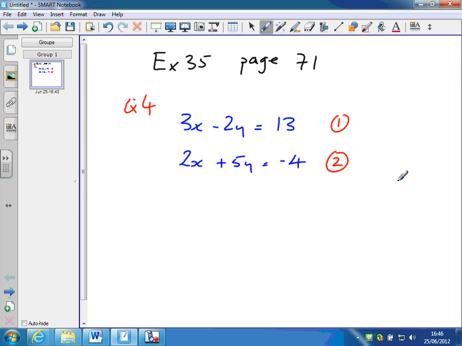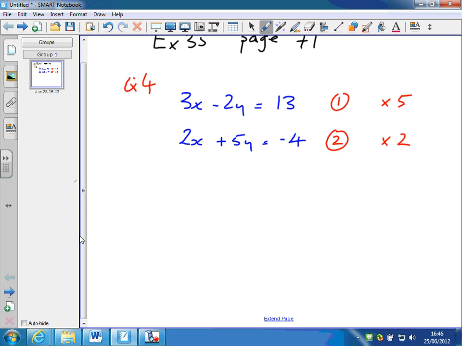So what I'm going to do, if I multiply equation number 1 by 5, I will get 5 times minus 2 is minus 10y. If I multiply equation number 2 by 2, I'll get 2 times 5 is 10y. So I'll have 10y in both equations. But of course I have to remember to multiply every term by 5 in the first one and every term by 2 in the second. So if you want to do that and carry on and then try and eliminate y's and solve, have a go. The solution follows.